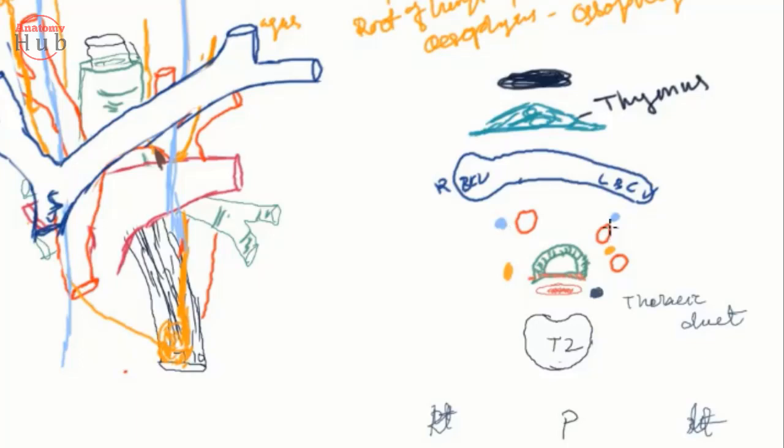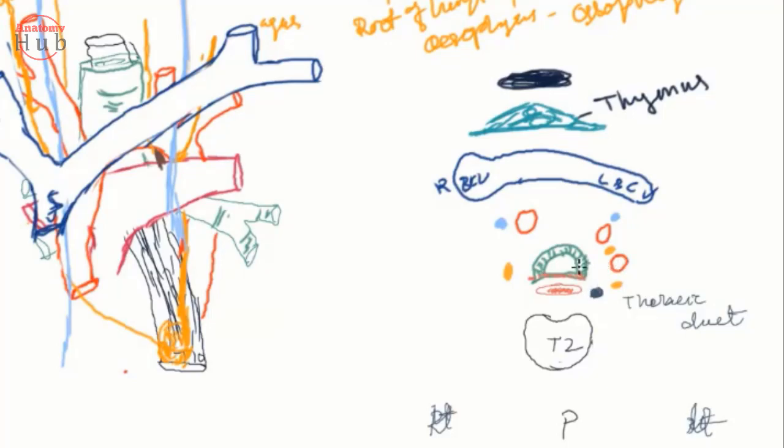Here you'll find the left common carotid artery, and the left phrenic nerve. Then here you'll find the left subclavian artery. In between this left subclavian and left common carotid you'll find the left vagus nerve. And just behind this also you'll find a nerve, the recurrent laryngeal nerve, that will be present just behind this left subclavian artery.